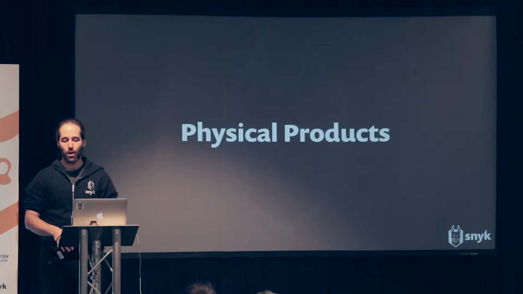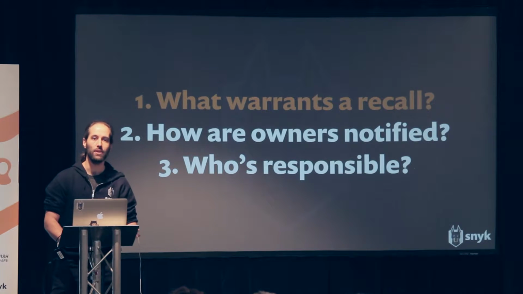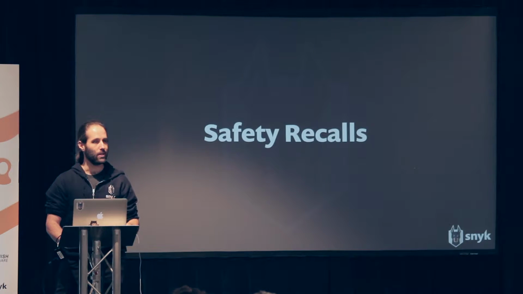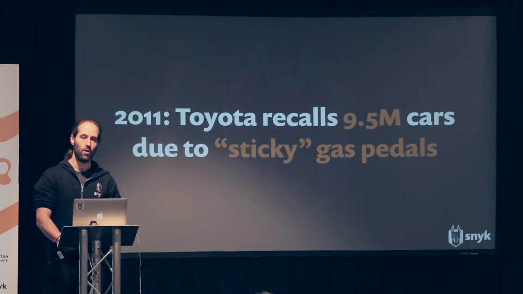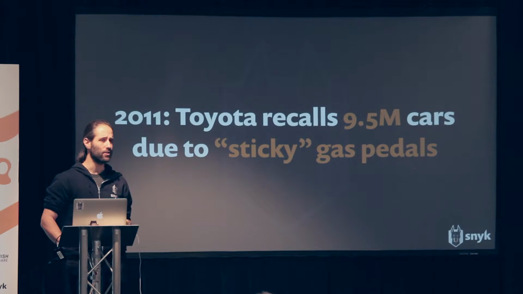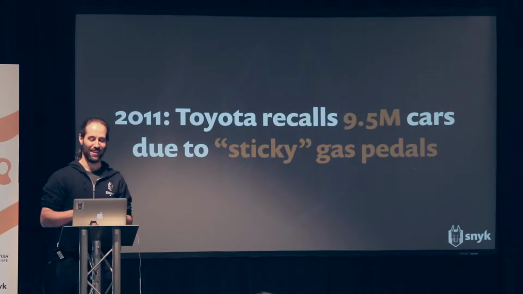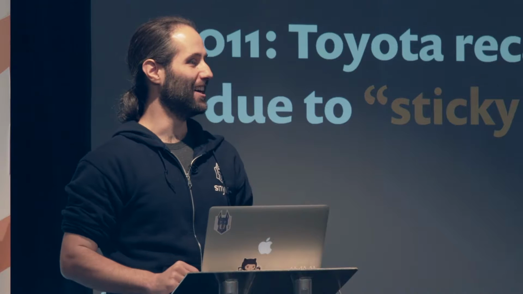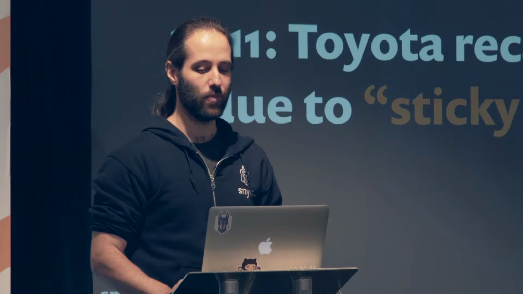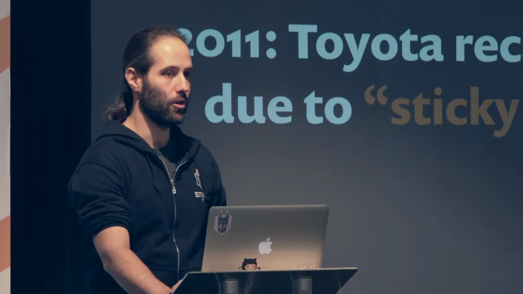So we'll start with physical products and talk about what warrants a recall. There are various types of reasons to drive a recall. Maybe the biggest one, or the one that is easiest to identify with, is a safety recall. We've seen a bunch of examples of this in the physical world recently. You might remember in 2011, this actually dragged into 2012, Toyota recalled about 10 million cars because they had a sticky gas pedal, which sounds a little benign until you're in the car where that gas pedal sticks and continues.